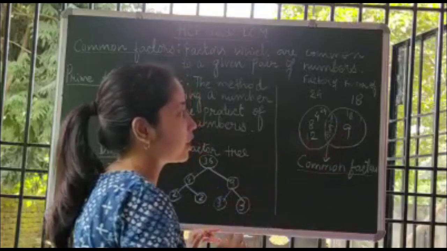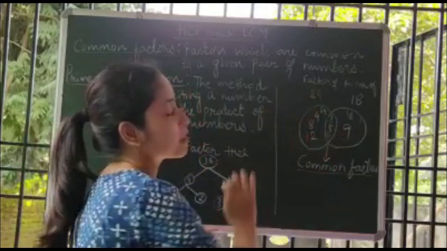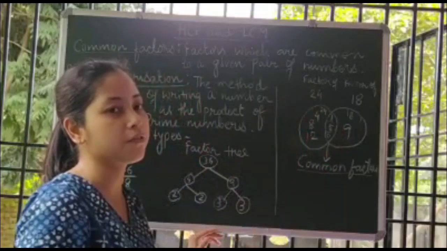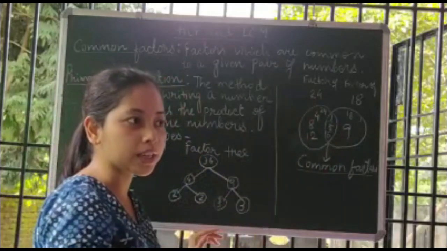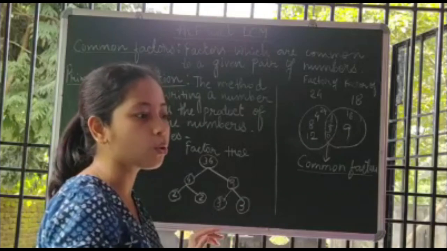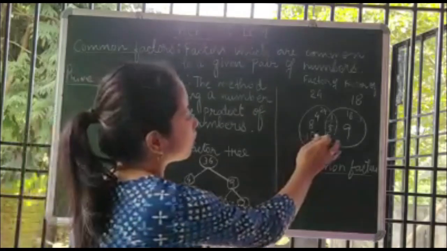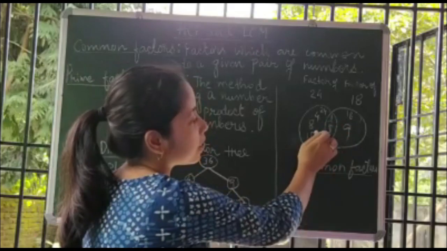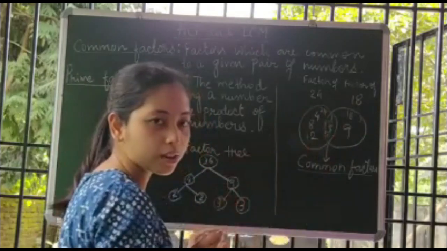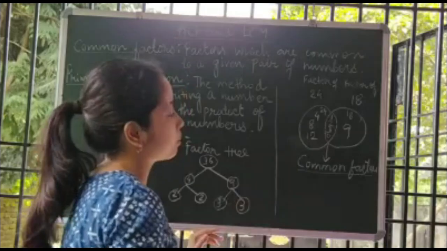Now let us come to 5. In the house of 5, is 24 there or not? Recall the multiplication table of 5. 5 fours are 20, 5 fives are 25. No, 24 is not there in the house of 5. So we have not written 5 here. Similarly, in the house of 5, 18 is also not there, if you recall the multiplication table of 5.